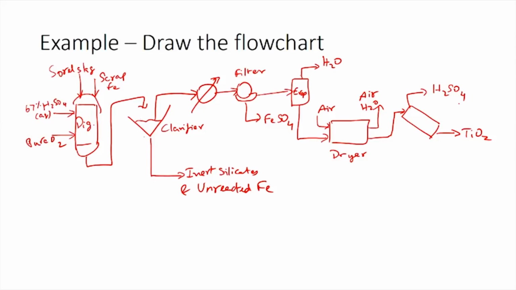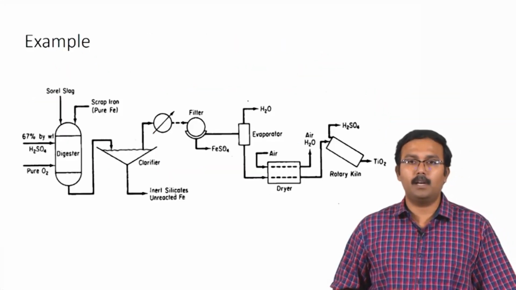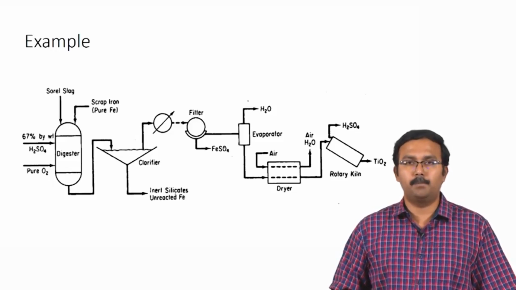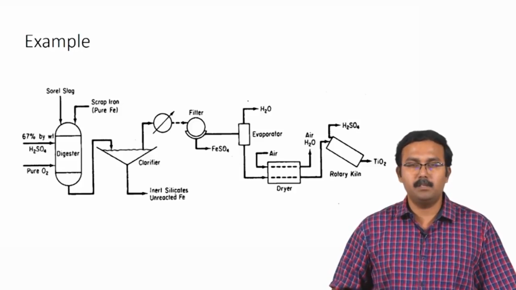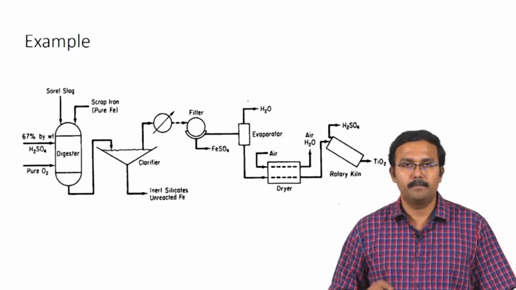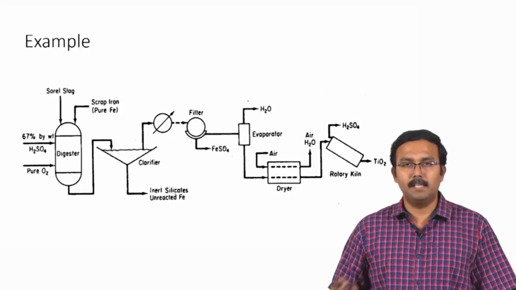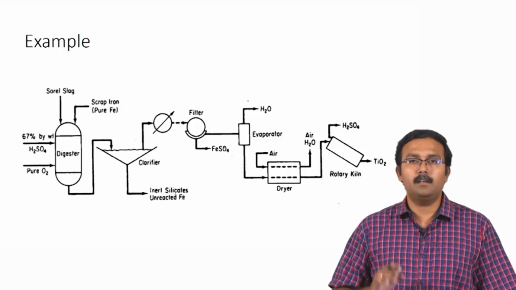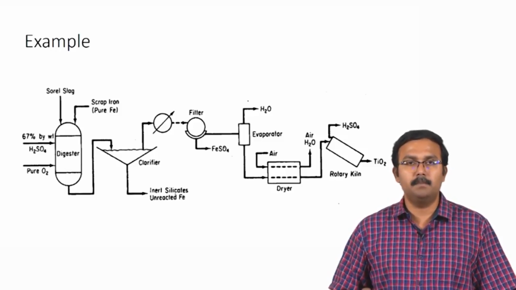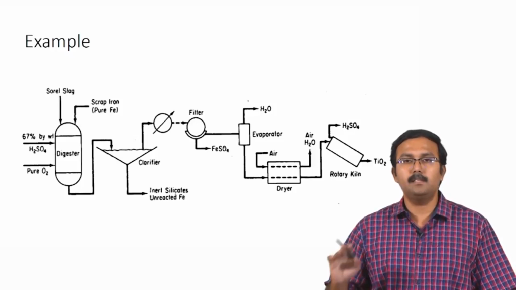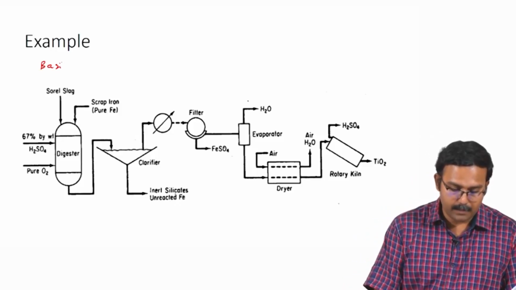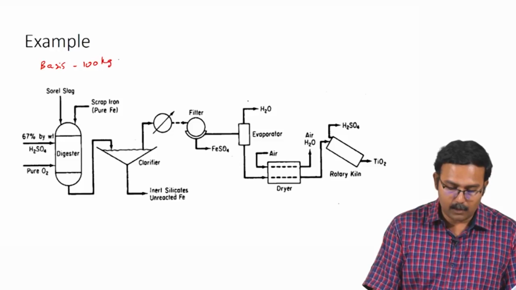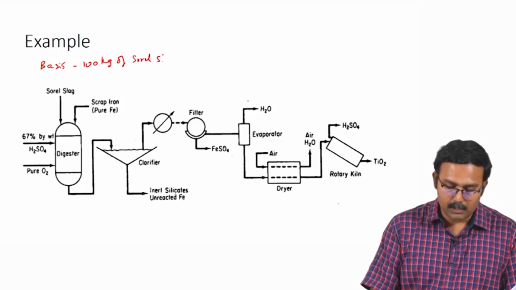Let us now compare it with what is given in the textbook. If you look at the system, it is very similar to what I have drawn, and this clearly explains the process. Now, let us go about solving this problem, trying to identify which system to start with, what basis to use, and so on. The basis has already been given in the problem statement. We are told 100 kilograms of sorrel slag is entering the system, and we are asked to calculate different things using this basis. So, we will start with a basis of 100 kilograms of sorrel slag.